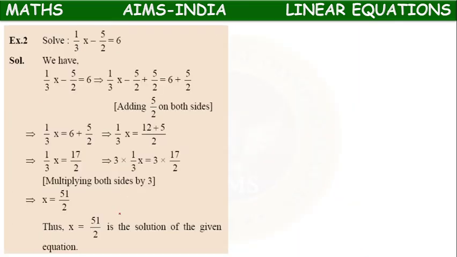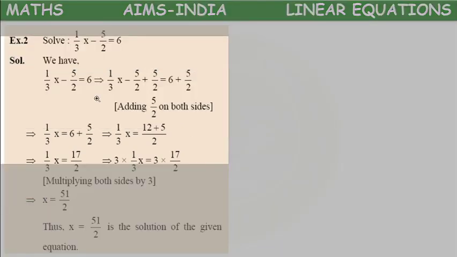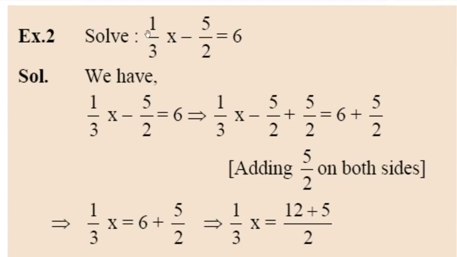Okay, children. Next, example 2. So solve 1 by 3x minus 5 by 2 equals to 6. Here we want to find x. First, after x, whatever term is there, this minus 5 by 2 is to be removed. How can we remove minus 5 by 2? We can add plus 5 by 2 on both sides.